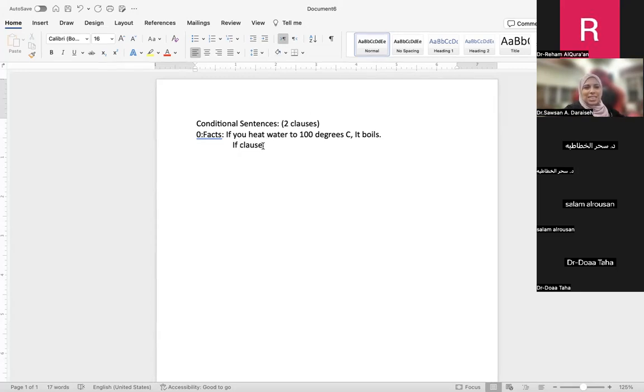So this is a dependent clause. Dependent means incomplete, it depends on something else to complete the meaning. Yes, exactly. Dependent means it depends on another part, another clause. It can't stand alone. Independent means it can stand alone.